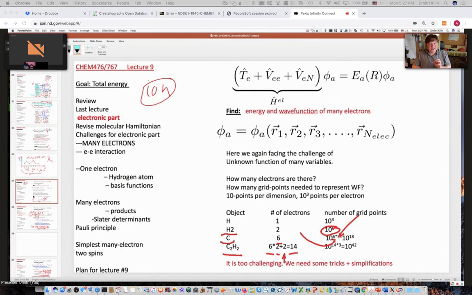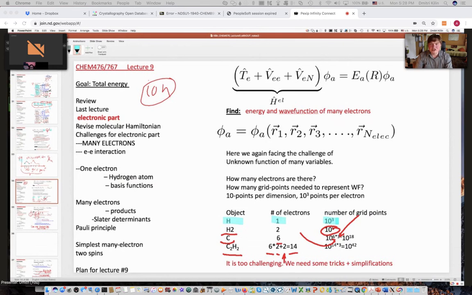So it will be a discrete basis to represent the wave function for one electron. And we know that one electron is in the hydrogen atom. So here is the object, hydrogen atom, number of electrons 1. There are three Cartesian projections for the position of the electron, so we need 10 to the power 3, 1,000 grid points.